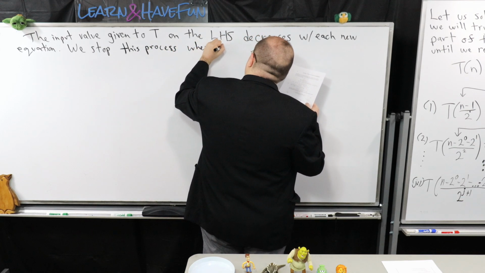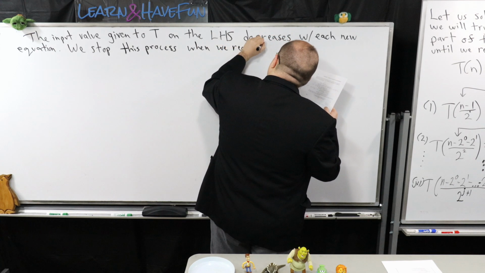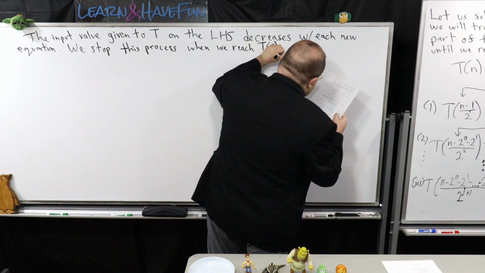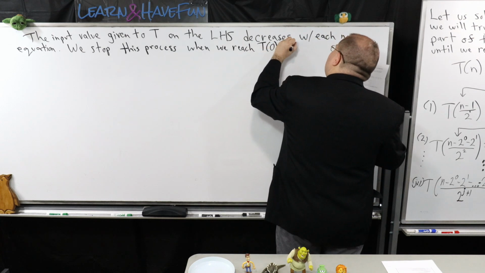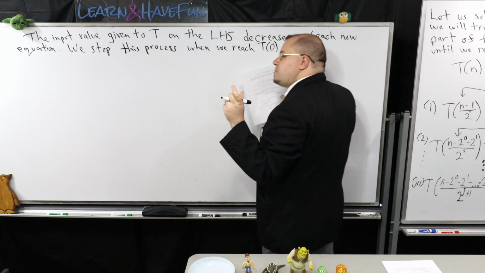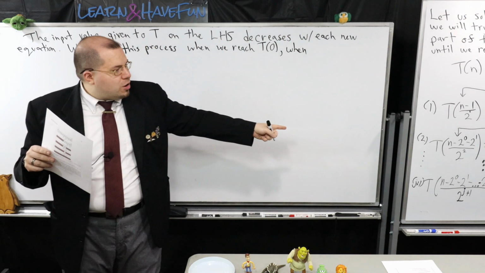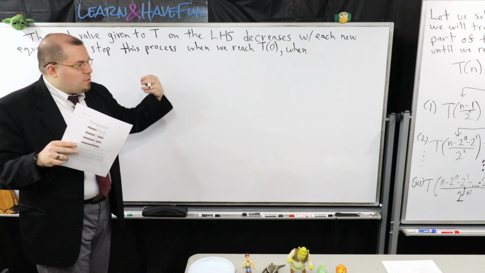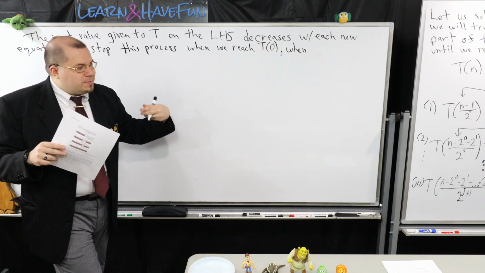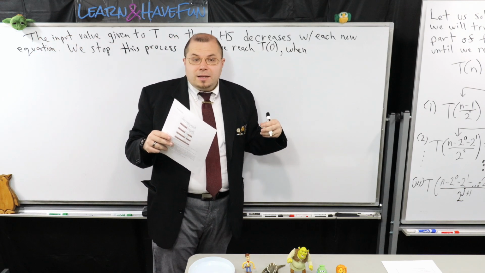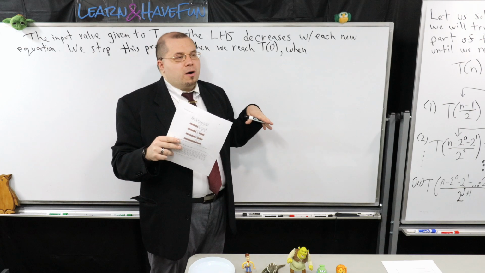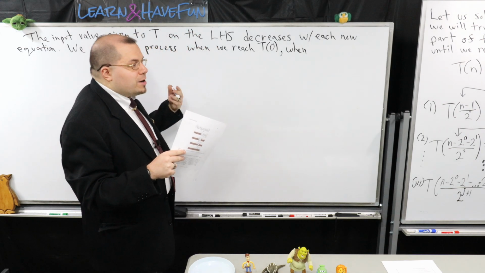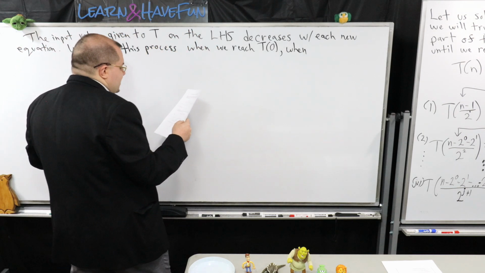when we reach t of 0, right? Because that's the base case. Notice our pattern of the input for each one of our equations. I had a pattern here: n minus 2 to the power of 0, minus 2 to the power of 1, minus 2 squared, and so on up to 2 to the power of j, over 2 to the power of j plus 1. I want to know when that's equal to 0. So let's find out.